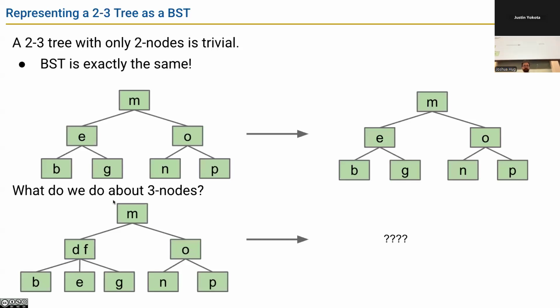Okay. So I'll start with the most trivial case. If you only have 2 nodes, what's a 2 node? A node with what?